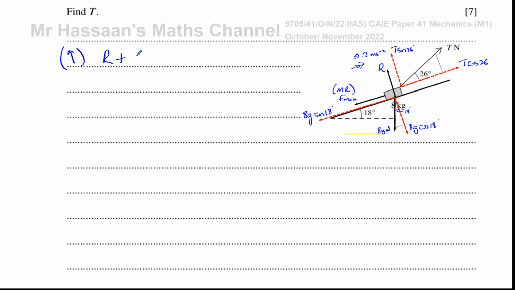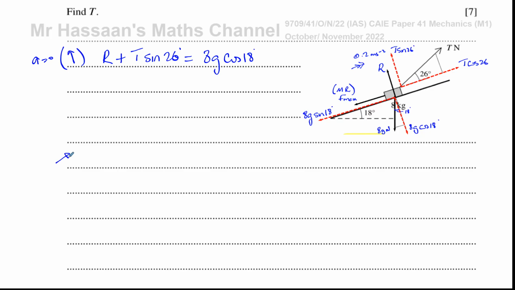So it's R plus T times sine of 26. Those are the forces acting in the upwards direction, and downwards is a component of the weight, so that's equal to 8g times cosine 18. Why are they equal to each other? Because the acceleration in this direction is 0, since it's perpendicular to the direction of motion. So the forces perpendicular upwards and downwards are equal to each other. That's an equation we've formed from the forces perpendicular to the plane.